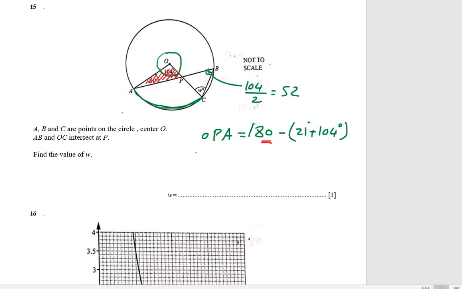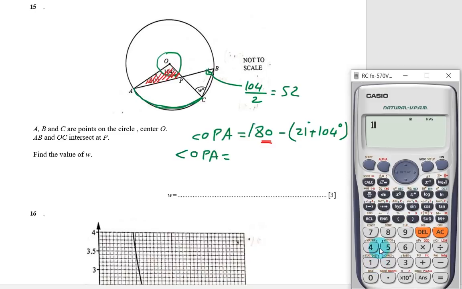So now angle OBA is equal to, let us find this angle, 180 minus 21 plus 104. So this angle is equal to 55.